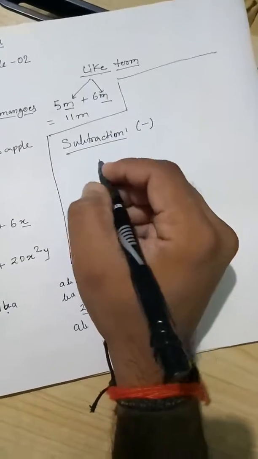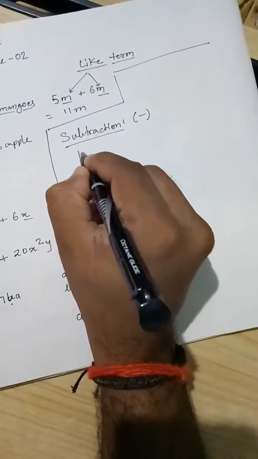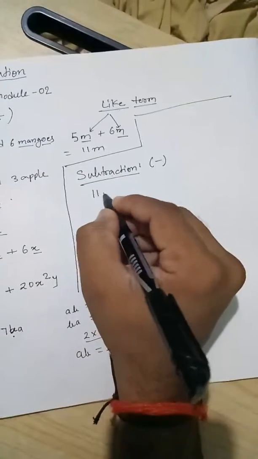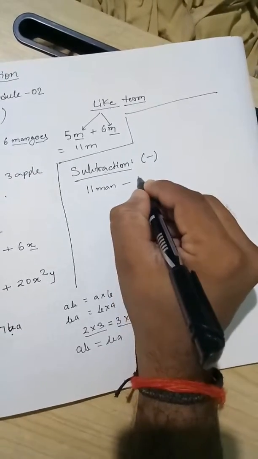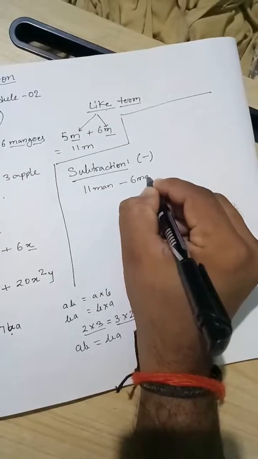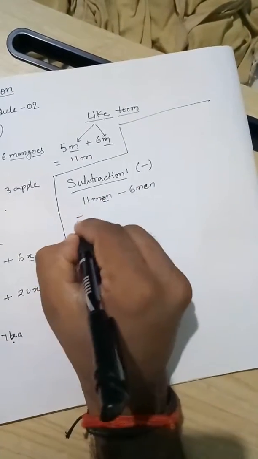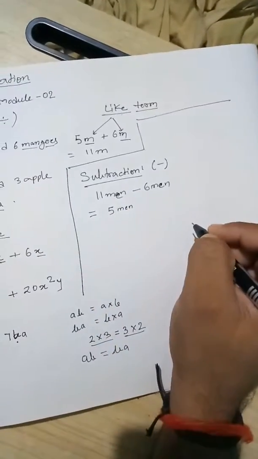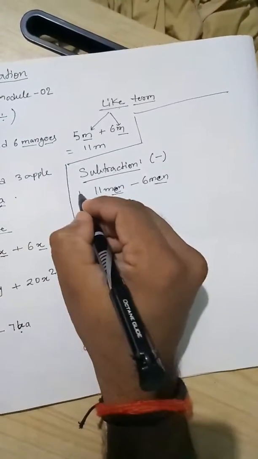Okay, so let's move to this part. I am going to do the same thing. What about subtraction? Suppose I have 11 mangoes. Again, you might be frustrated about mangoes, so let's change that. Suppose there are 11 men, and from them 6 men have left. So how many people remain there? 11 minus 6, 5 men still standing there. As you can see, in both places men were there, so you got men in the answer.